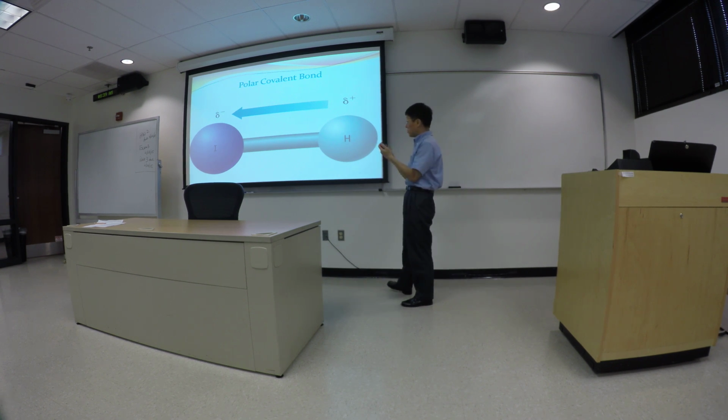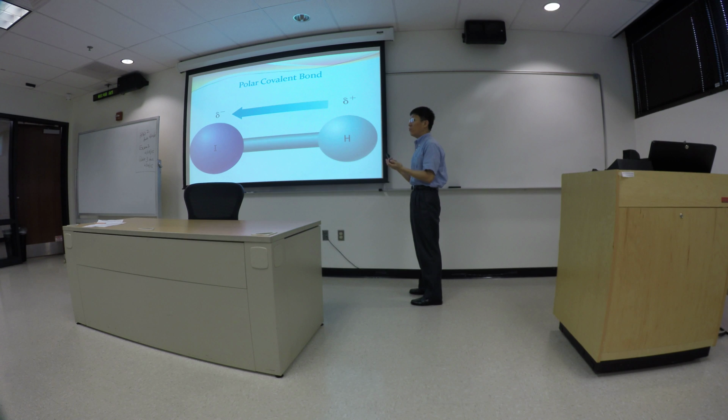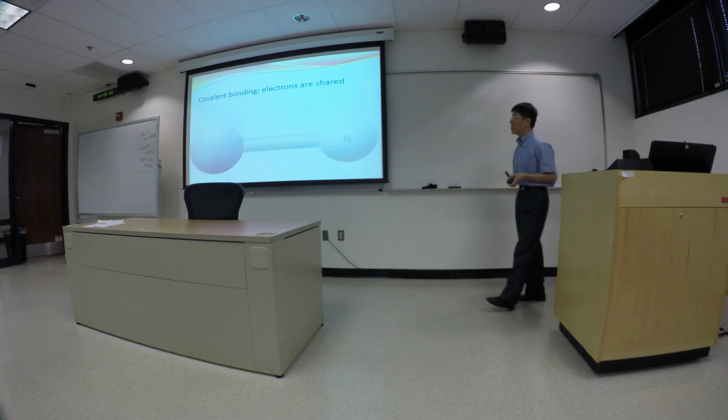When these two types of atoms are connected with one another through a chemical bond, we end up with a polar bond, meaning there's an obvious separation of charge. One side is more negative than the other side, or one side is more positive than the other side. Okay, so that's the separation of charges there.